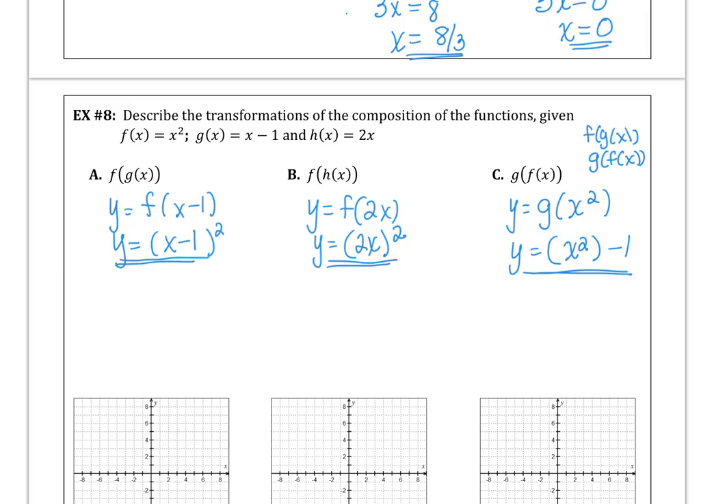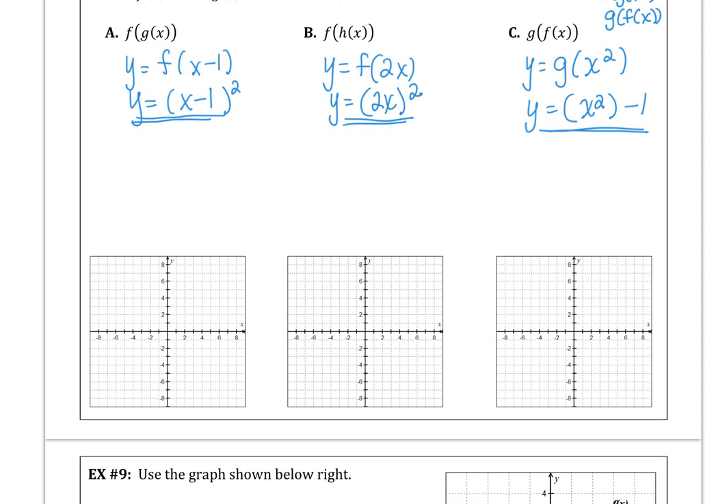So in the first one, x minus 1 squared is going to take a parabola and shift that parabola 1 unit to the right. So our parabola looks like this. This is a transformation, f of x translated right 1 unit.